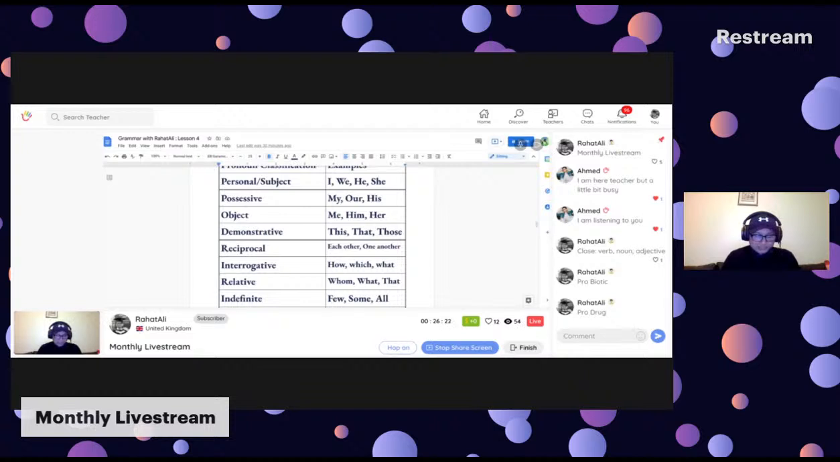Next one is relative pronouns. Again, remember that relative pronouns and the interrogative pronouns, they are almost the same except how the sentence structures are made. So relative pronouns is always related to the pronoun of the subject. We also can use again who, whom, that, which, what, wherever, whomever or whichever.